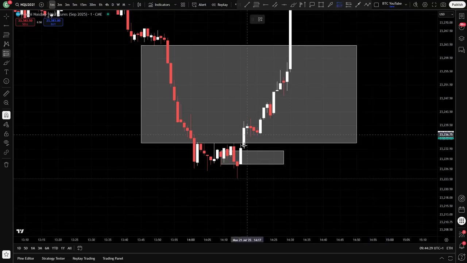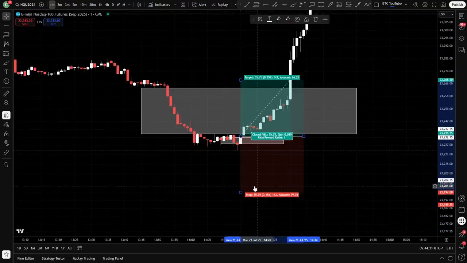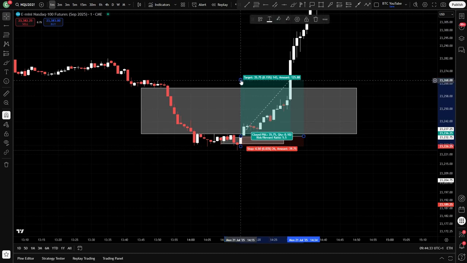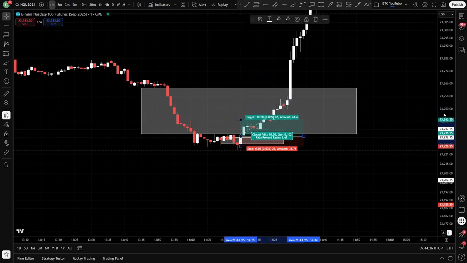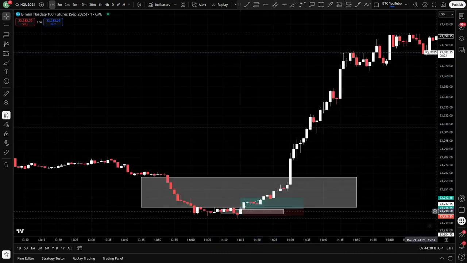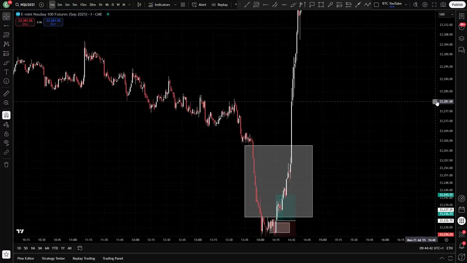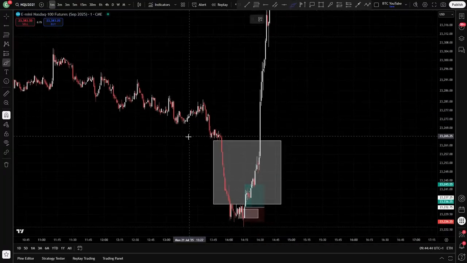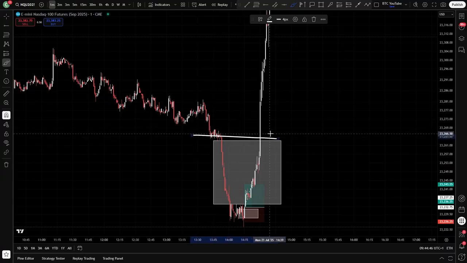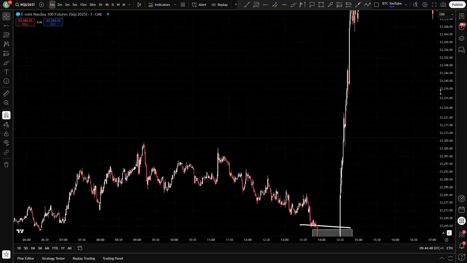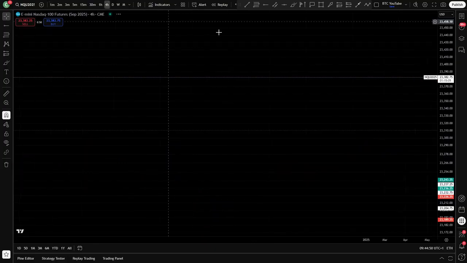I think I took quite literally 1 or 2 micros at this low here. And as you can see, this would have worked out pretty much instantly. But I was looking to target back up to the top of this V shape here. At the very least, I think I held 1 micro to here and then closed it. And then I held the second micro pretty much all the way up to all-time highs, I think here.